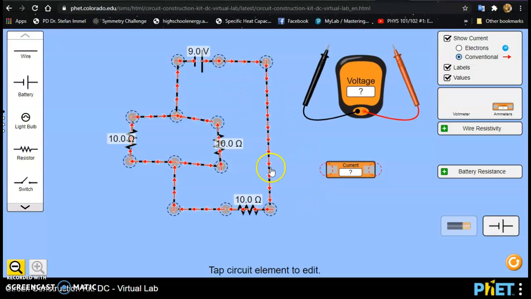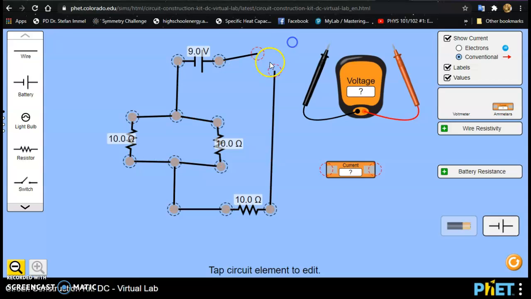All of this current flows through this 10 ohm resistor, and it splits half and half through each of these 10 ohm resistors. So I expect to measure 0.6 amps of current here, and to measure 0.3 amps of current through either of these branches where they split. So let's see if we measure that.